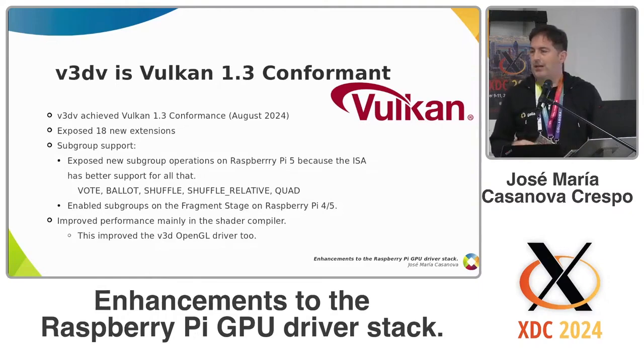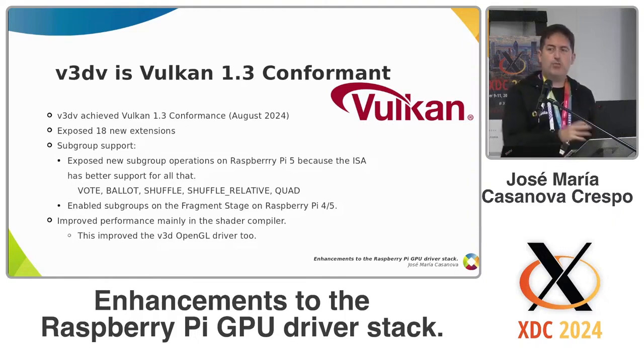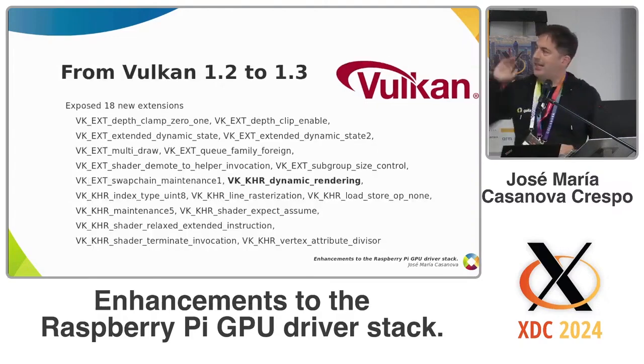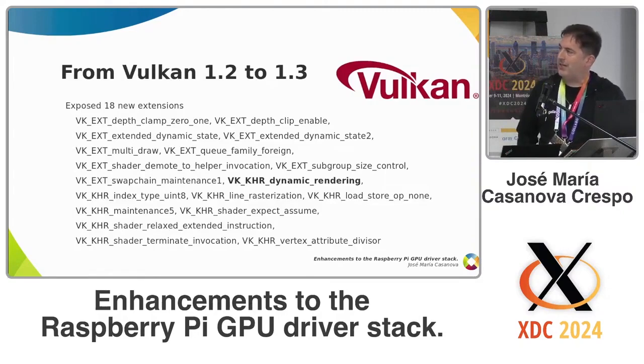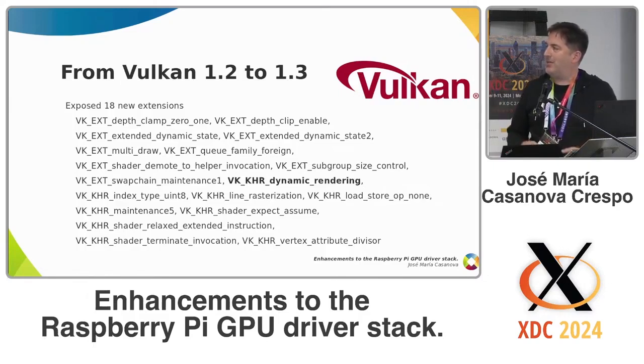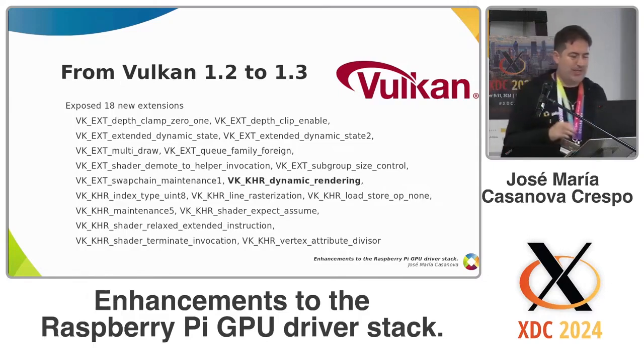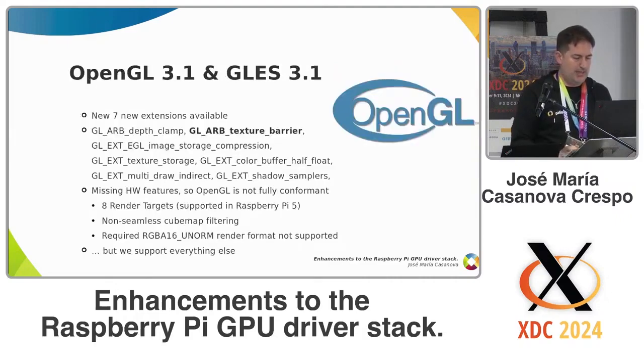And there were multiple improvements also in the shader compiler backend. As we share the backend between the Vulkan and the OpenGL drivers, this work implied improvements in both of them. This is the list of the extensions that are recently supported. I would like to highlight the implementation of dynamic rendering, which was quite interesting and quite hard to implement, and all the work that we did on subgroups, which was quite complex.